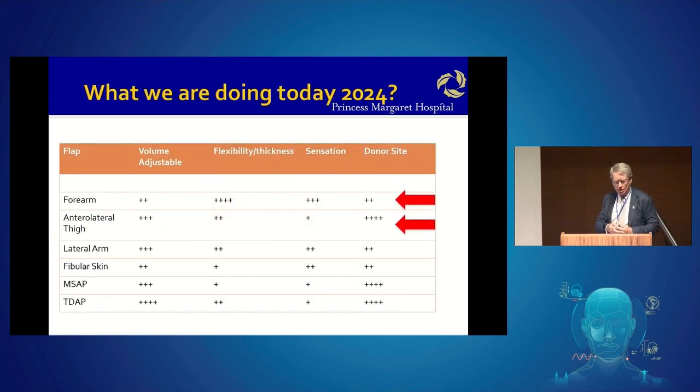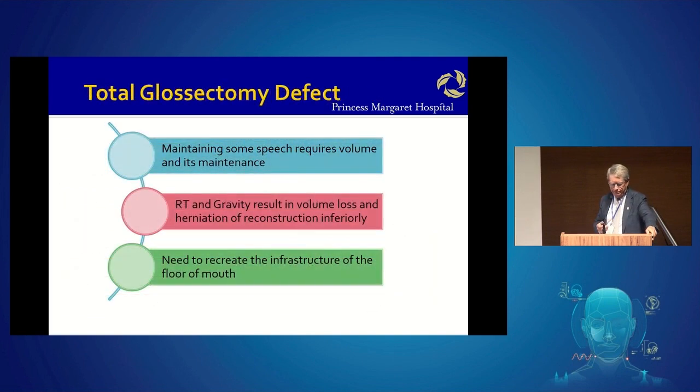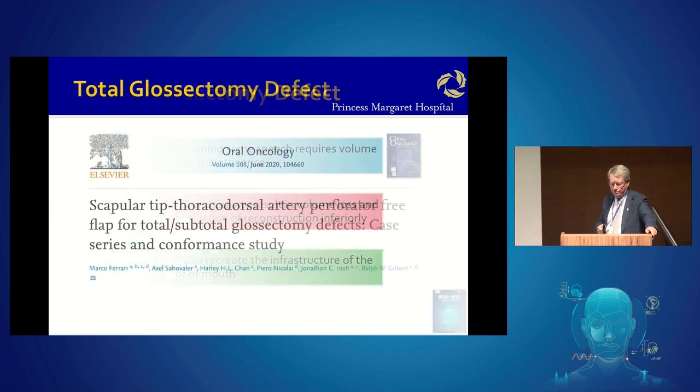What are we doing today? As I indicated, mostly forearm and anterolateral thigh, increasingly TDAP flaps in composite defects. What about the total glossectomy defect? Certainly a challenging defect for patients and surgeons. And if we're going to maintain some speech, it requires maintenance of the volume of the reconstruction. Over time and with the use of radiotherapy, we tend to see the flaps sink down into the floor of mouth. And I'm sure many of you have seen that with herniation of the flap inferiorly. So we need to recreate the infrastructure of the floor of the mouth.